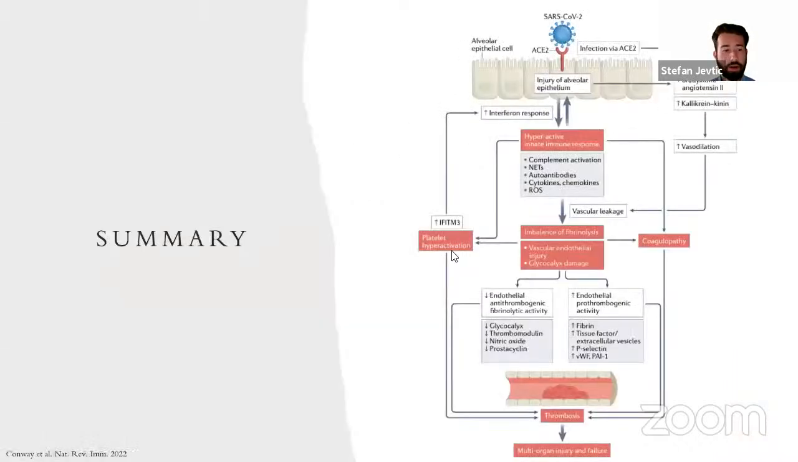This is a nice figure by Conway et al. that was recently published in Nature Reviews. And it really just highlights all of these factors from the initial viral infection to how it leads to a hyperactive innate immune response, as well as the relationship to thrombosis and endothelial cell activation. So I'd highly recommend that review if interested.